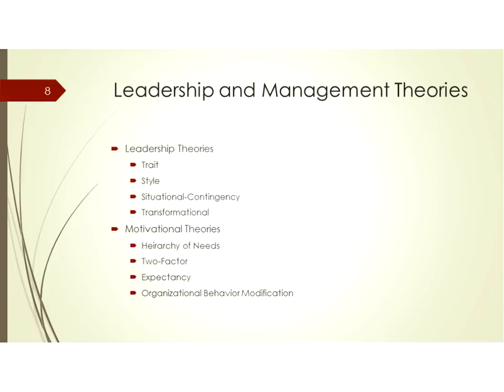According to Blight and Koziak, they say that we can divide theory about leading, managing, and following into two categories. The first are the leadership theories, and the second are the motivational theories. The four leadership theories are trait, style, situational contingency, and transformational theories. The four types of motivational theories are hierarchy of needs, two-factor, expectancy, and organizational behavior modification. Let's look at a few of these examples in more detail.